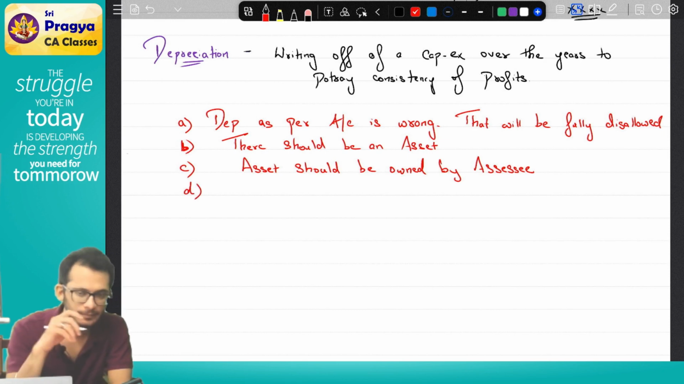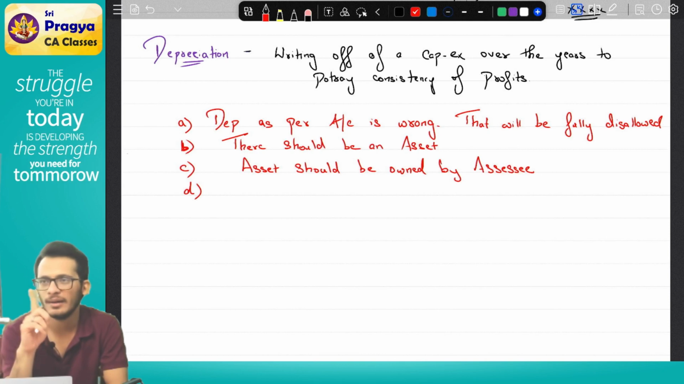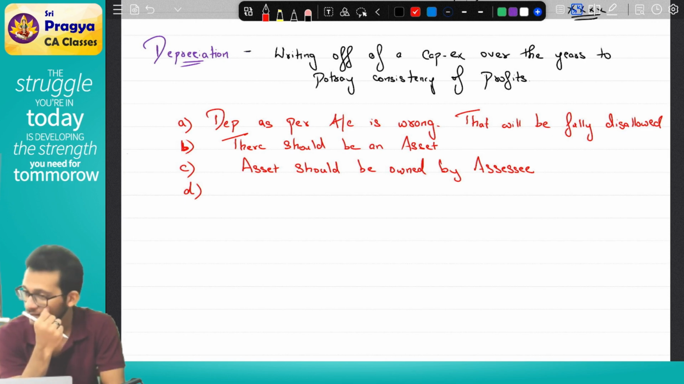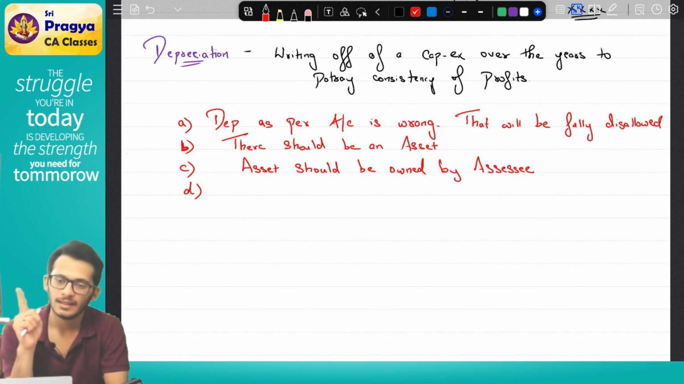Rule number 3. What do you need? If I want to claim depreciation on something, I first need to have an asset, I need to capitalize the asset, and I need to charge depreciation on it. Yes or no? Yes. When will I start charging depreciation, Rahul? I will start charging depreciation in accounts from the date on which the asset is ready to use.